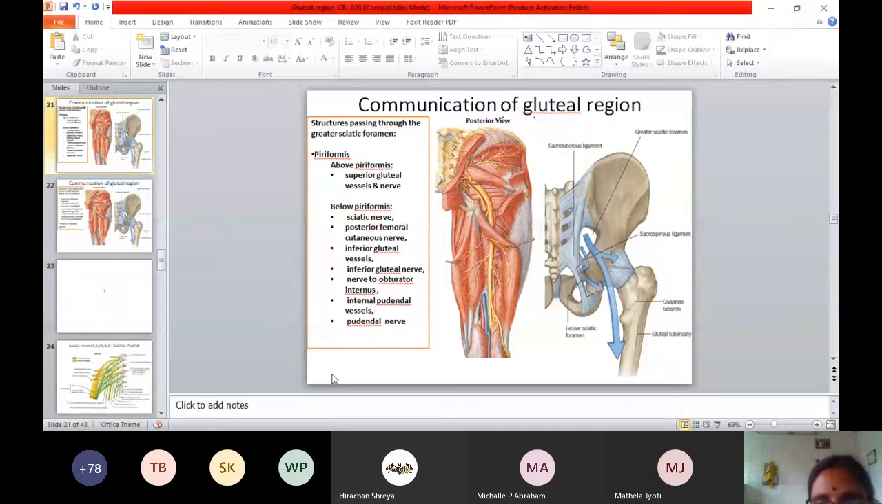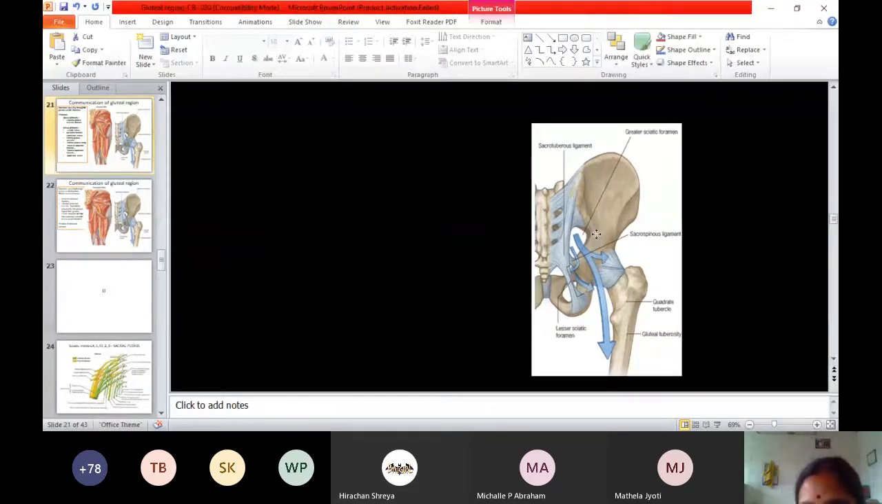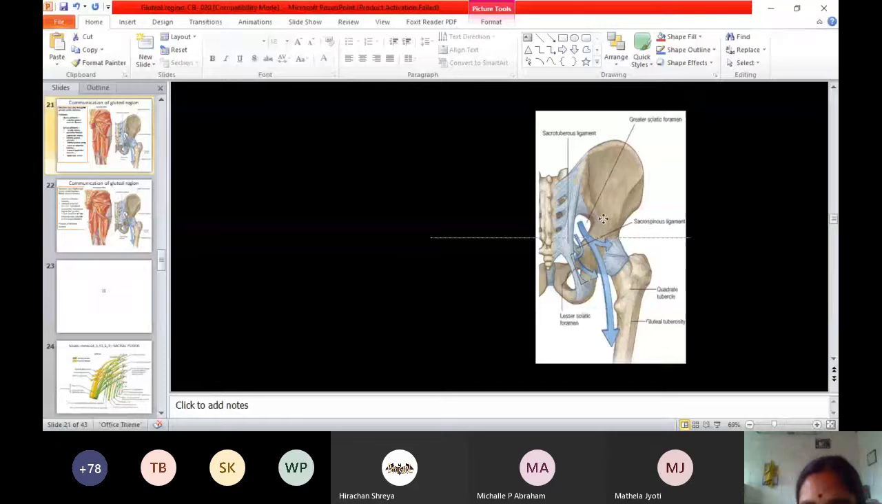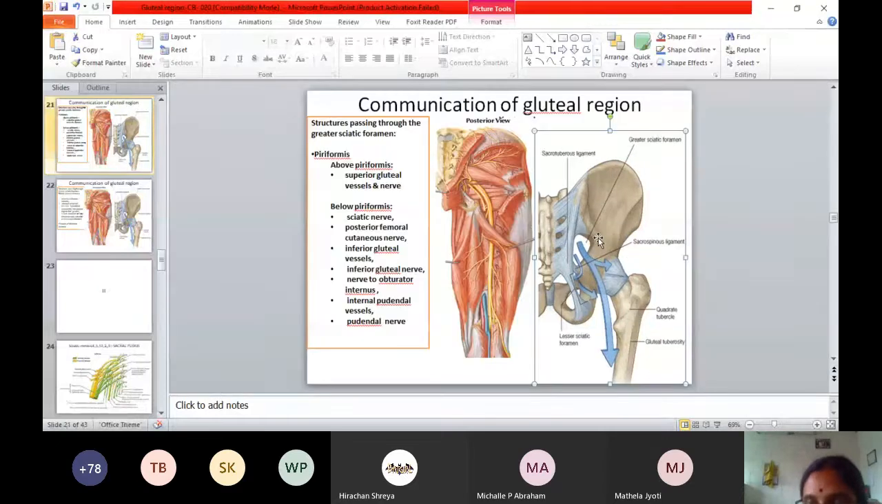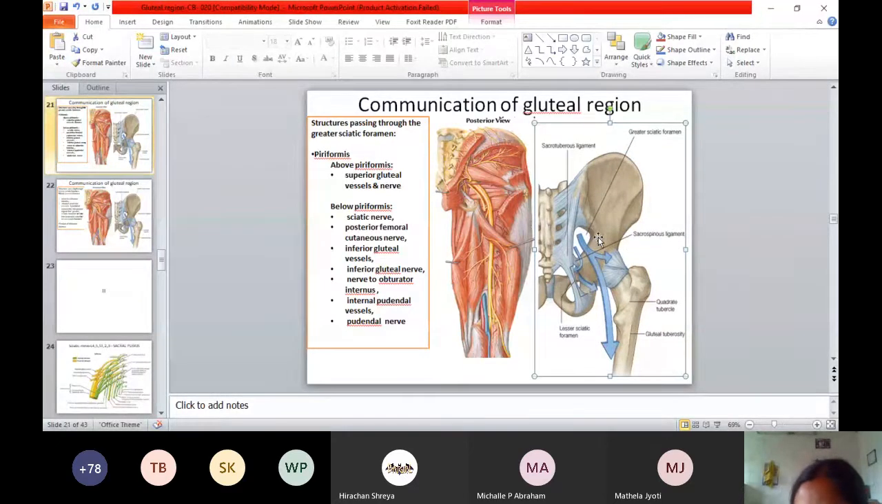Communication of the gluteal region. What are the communications? I told you in the beginning, there are two notches in the gluteal surface of the ilium. What is the name of this notch? Can anybody tell what this is? Which notch is this? Big notch. Greater, yes, greater sciatic notch. This is the lesser sciatic notch.